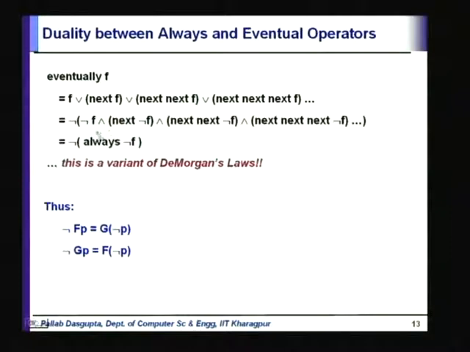Now, what does this thing within the bracket mean? It means always not f, because this is not f, and in the next not f, and in the next to next not f, and next next next not f. So, everywhere not f. So, that is always not f. So, we have eventually f is not of always not f.